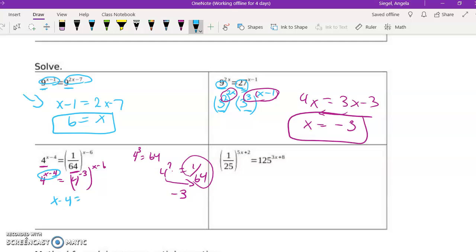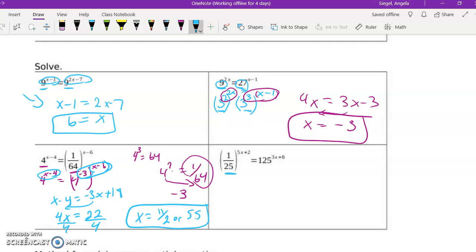So on this side, I'm really not doing anything. So x minus 4 equals, and then I'm raising this to a power of x minus 6. I'm going to multiply. So negative 3x plus 18. I'm going to add the 3x over here. So I get 4x equals 22. And then divide by 4. So x equals 11 halves, or you could say like 5.5. Doesn't matter.